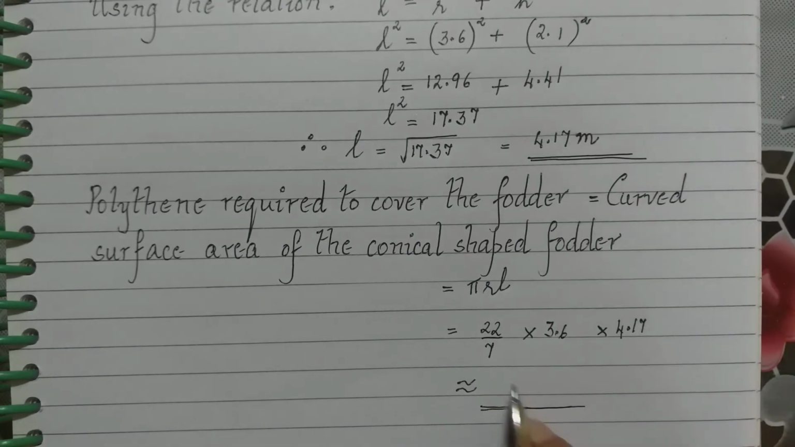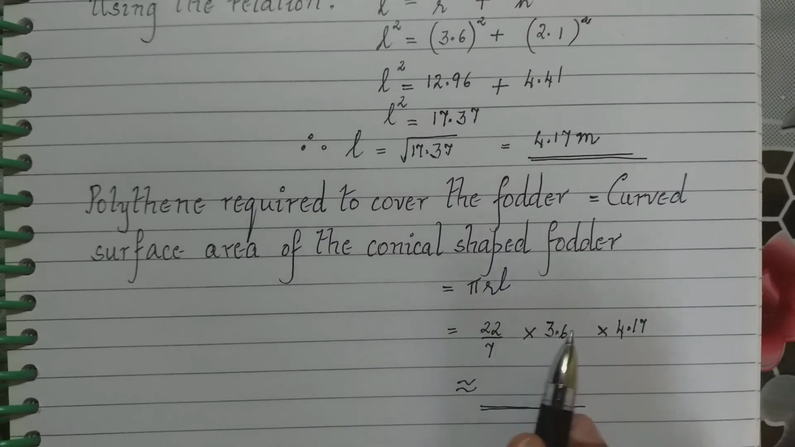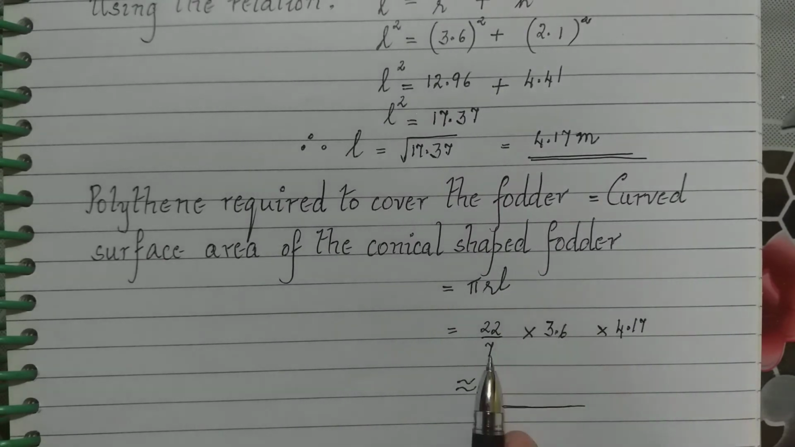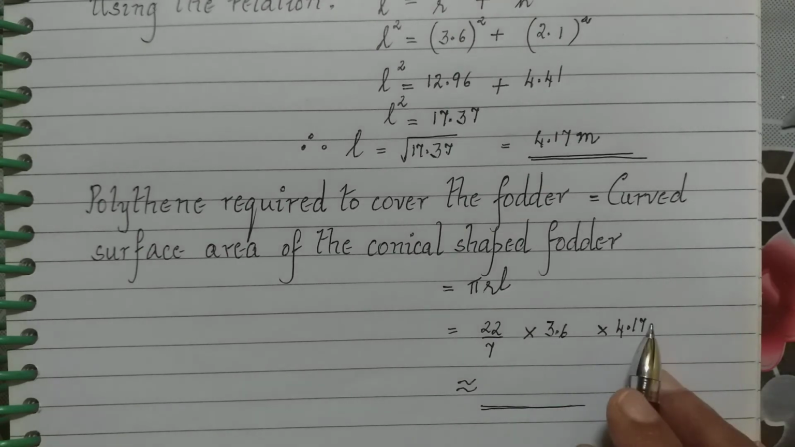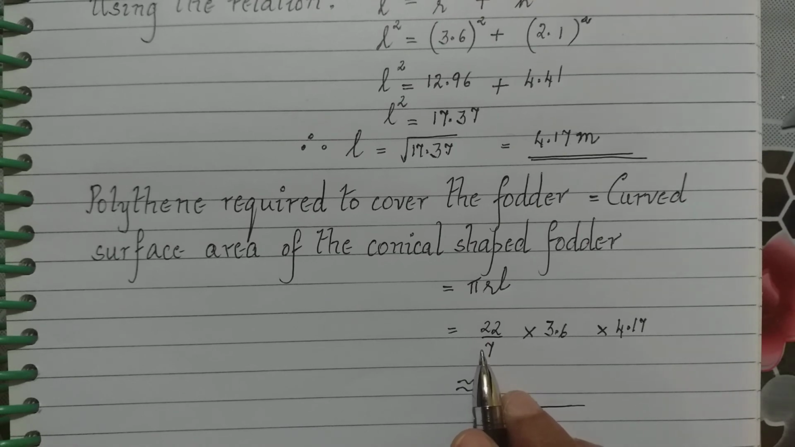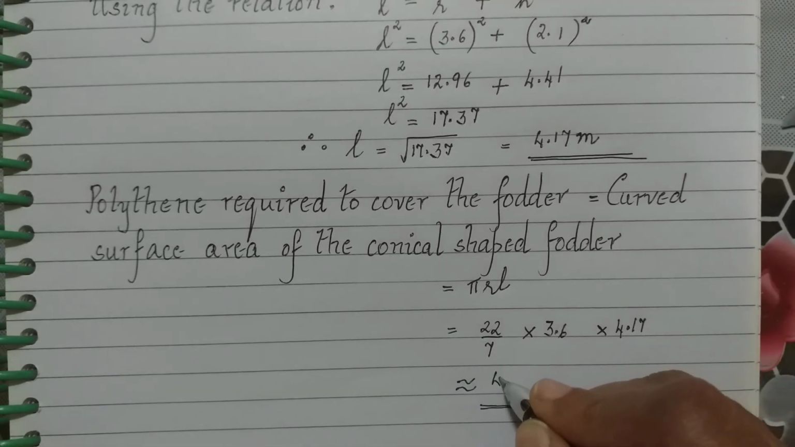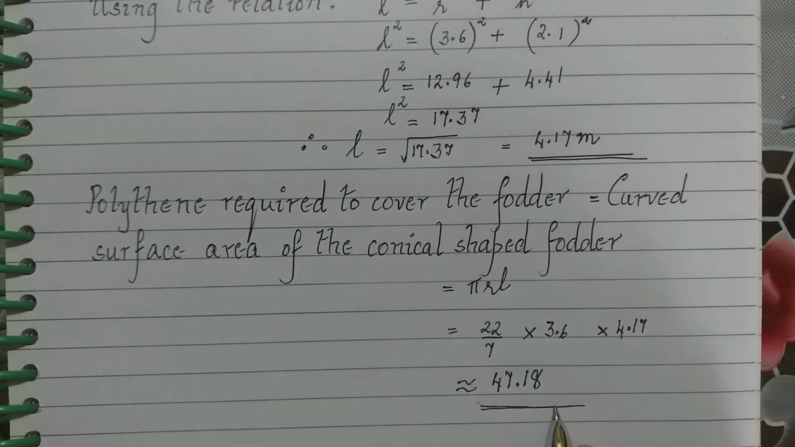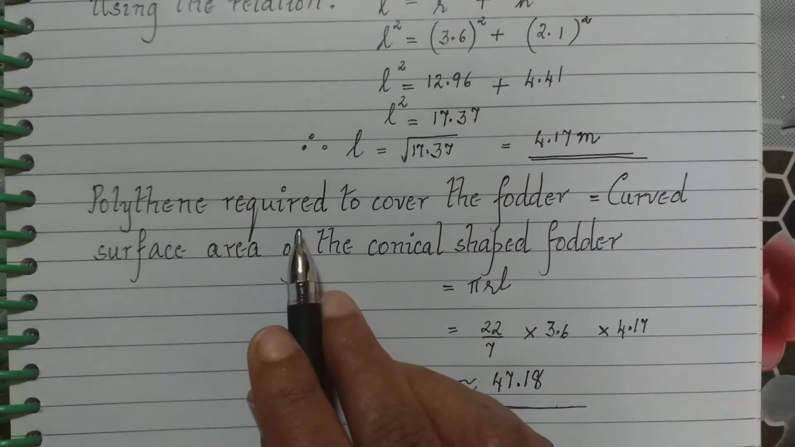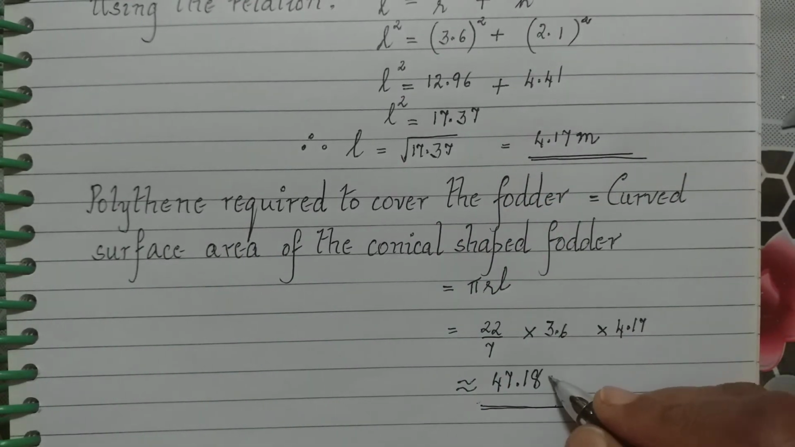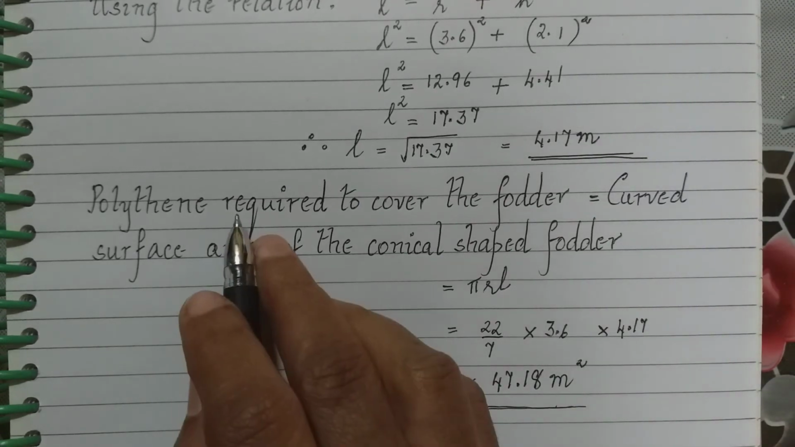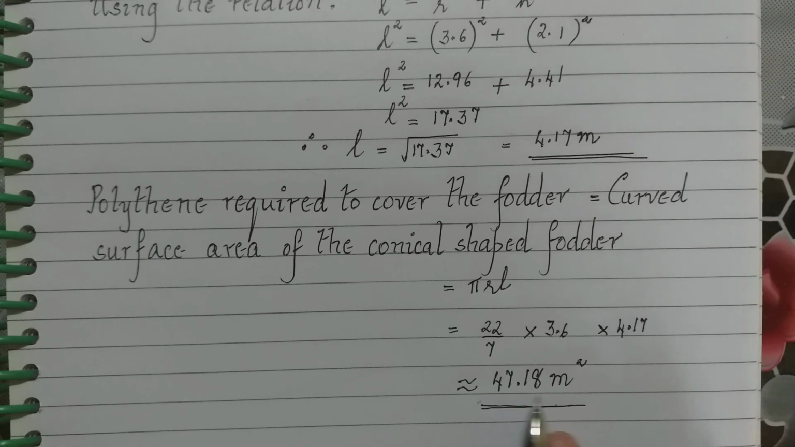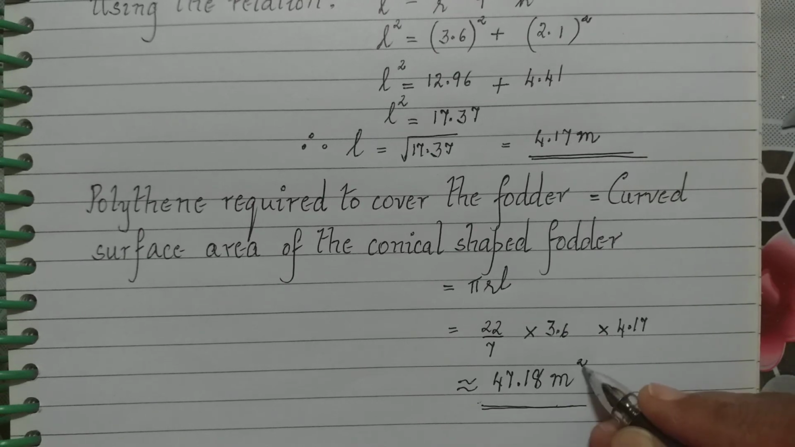And now you calculate this. Now when we calculate this, how do we calculate? We multiply all the 3 and then divide by 7, and then write it up to 2 decimal places. So when we multiply all these 3 and divide by 7, we see that the answer is approximately 47.18. So 47.18. What is it? It is the area, and therefore the units will be meter square. So the polythene required to cover the fodder will be approximately 47.18 meter square area.